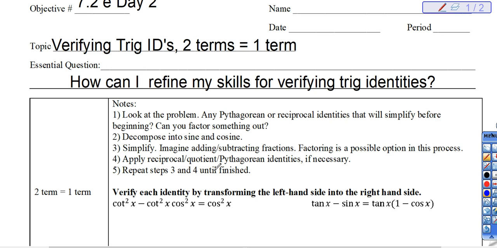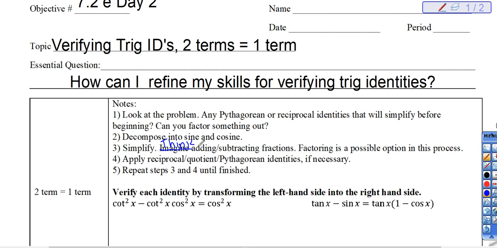Step 2, we'll decompose into sine and cosine, so all of the terms are speaking the same language. Then in step 3, just like yesterday, we're simplifying. And I don't really like the word imagine. I'm going to cross it out, and I want you to just write think. Think. You're adding and subtracting fractions, which means you need common denominators. So common denominators are part of today's assignment.